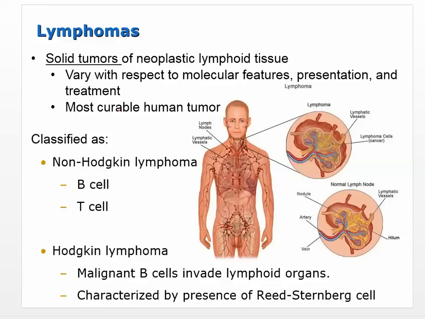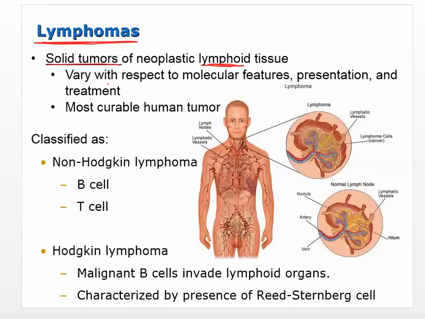The blasts, those kinds of things, all the stuff I mentioned, that's important. Now we're going to talk about lymphomas. Okay, so lymphomas. Lymphomas are solid tumors of neoplastic lymphoid tissue. So now we're talking about cancer solid tumors developing in the lymph nodes.